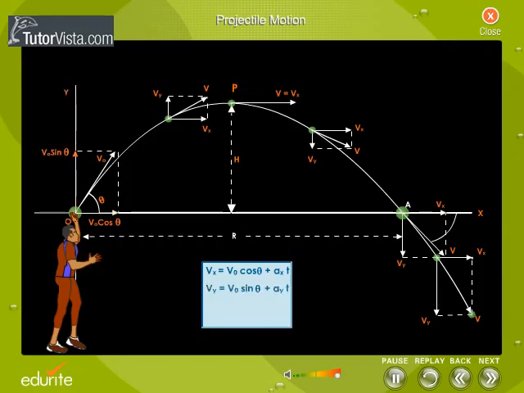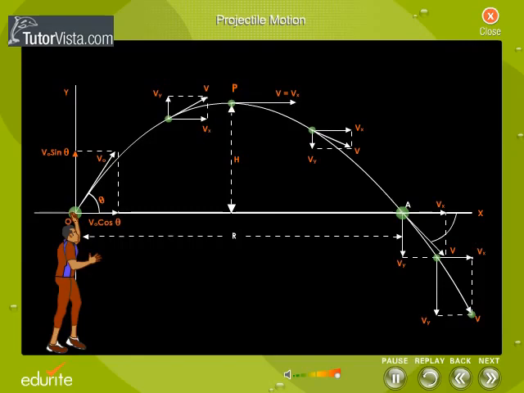There is no acceleration in the horizontal direction. The vertical component of acceleration ay is equal to minus g. Substituting the values of ax and ay in equations 1 and 2 respectively, we get Vx = V0 cos theta and Vy = V0 sin theta minus gt. That is, the vertical component of velocity changes with time, and at the highest point, Vy becomes 0.